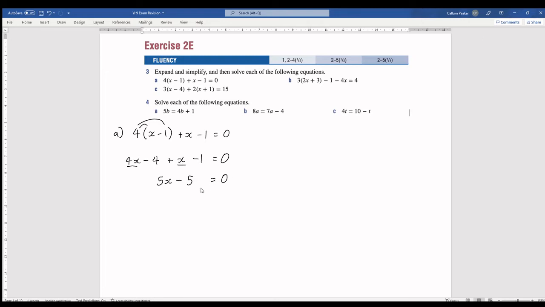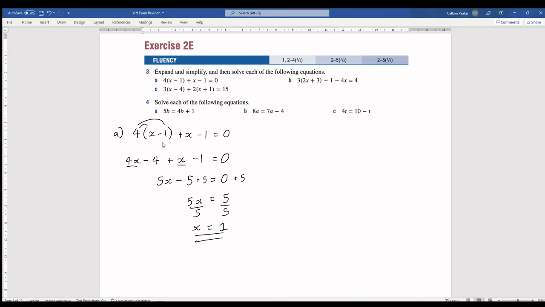equals 0. I can then add 5 to both sides to get rid of this term, so I will do that. Plus 5 here, plus 5 here, and that gives me 5x is equal to 5, and you might be able to see the solution from here. I divide both sides by 5, and that gives me x equals 1, and that's my answer.